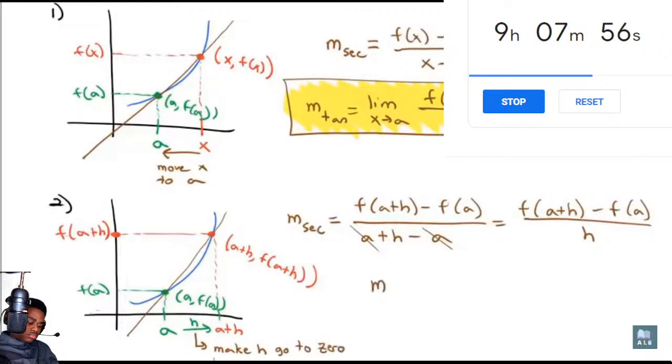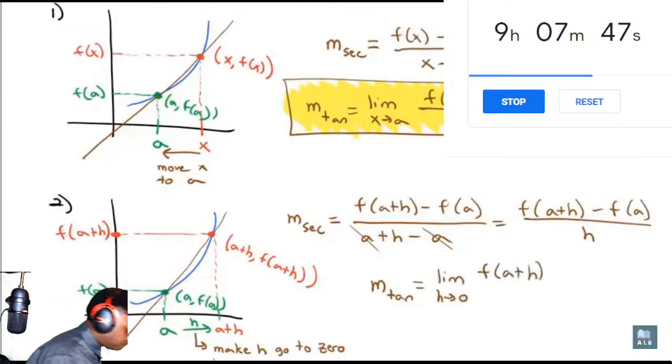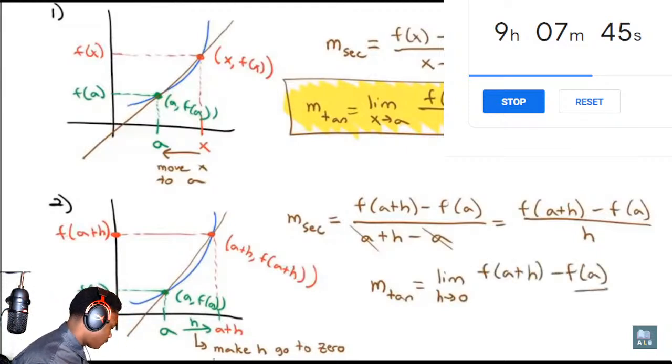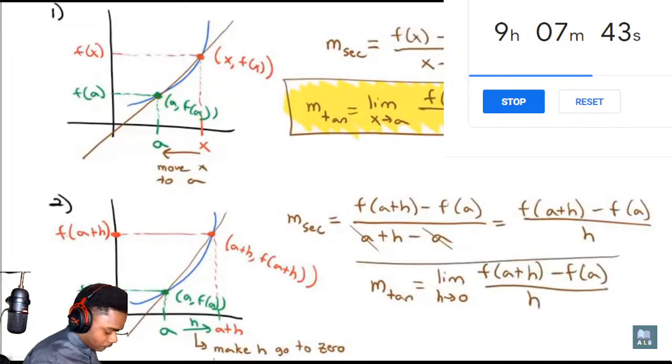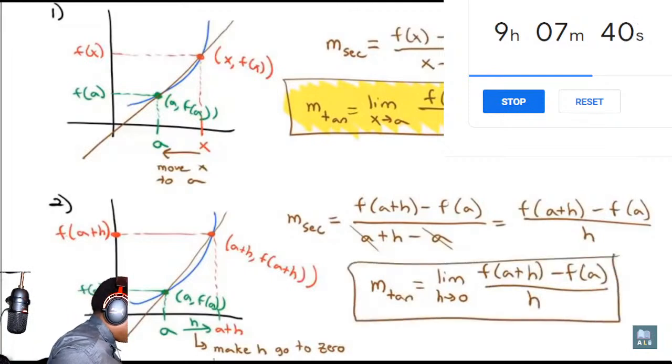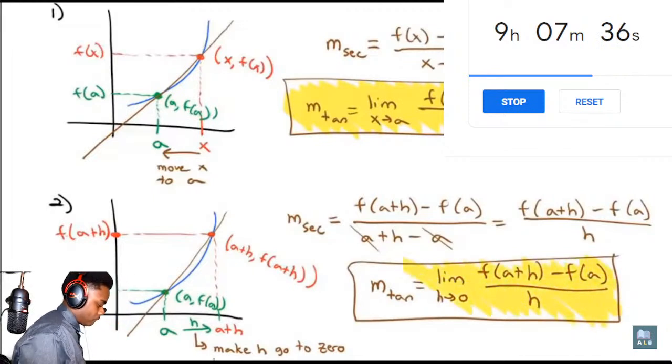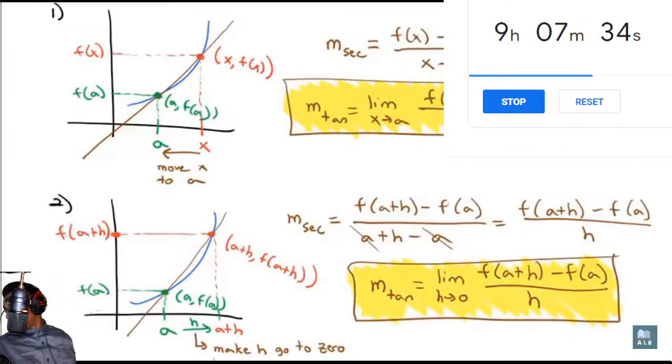Or we say that the slope of the tangent line is equal to the limit as h goes to 0 of that function, f of a plus h minus f of a all over h. And that is the second way we can find the derivative at a point. And both of these are going to give us the same answer, but it's two ways to get at that same value. And sometimes one way will be easier than another way.